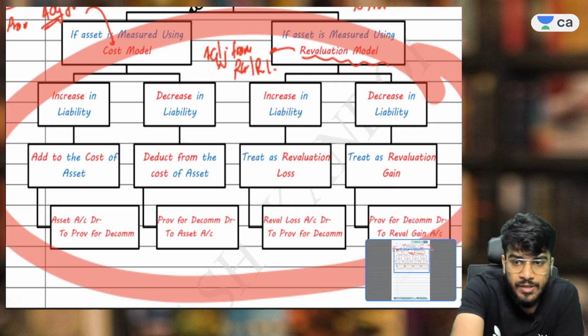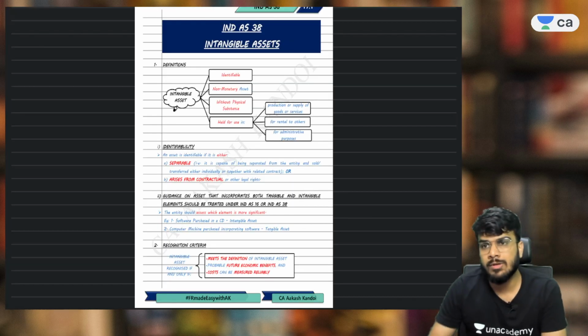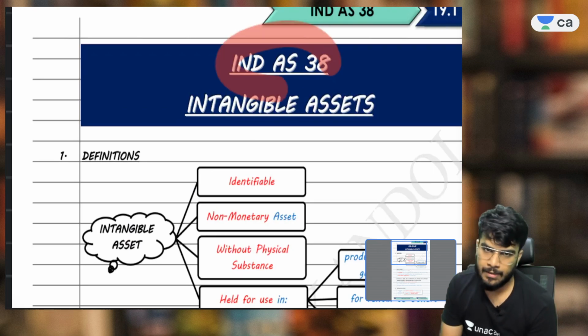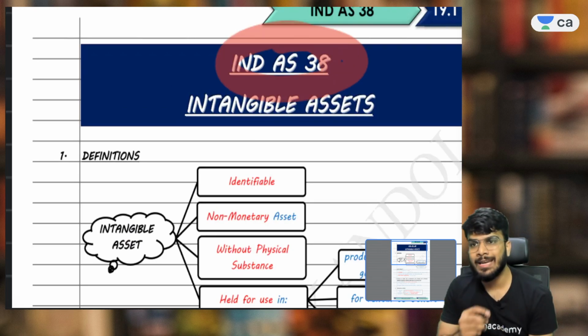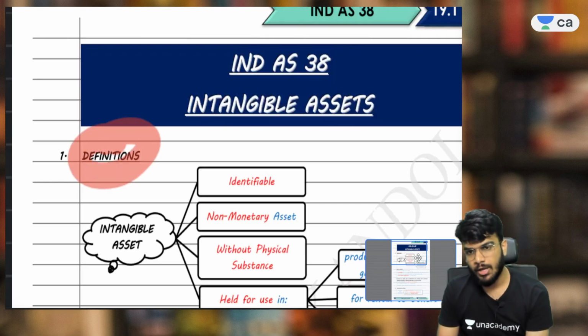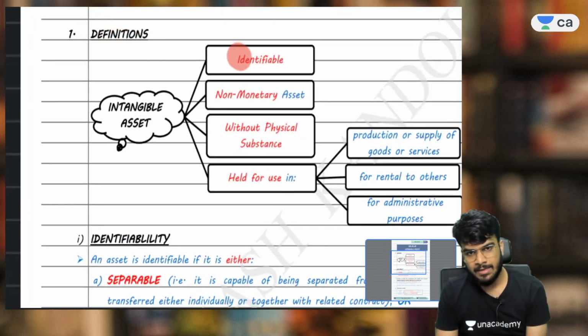Now, without wasting any further time, we will also revise IND AS 38, because there are very similar points in IND AS 38 and IND AS 16. So quickly we will revise this IND AS as well. IND AS 38, the name is intangible asset. The first point which we need to discuss here is the definition. What is the definition of intangible asset? It is identifiable, non-monetary, without physical substance, held for use.